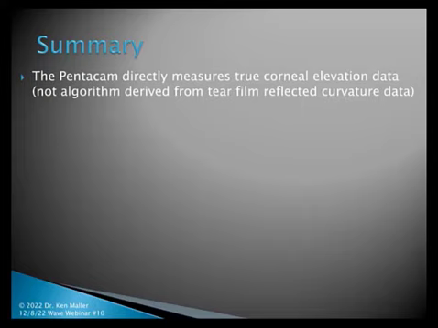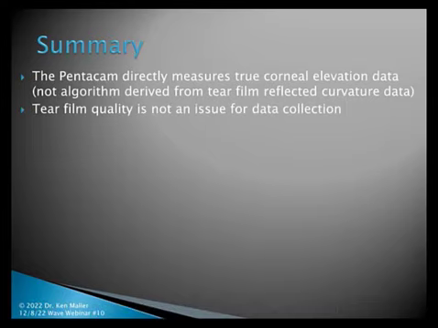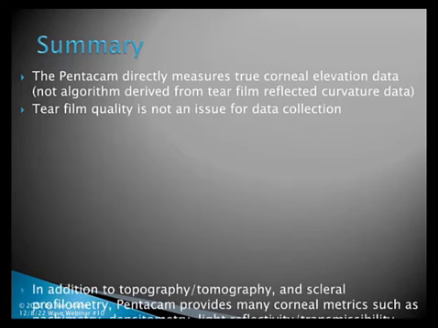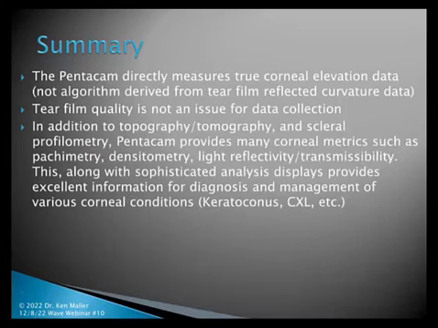And as such, tear film quality isn't an issue for the data collection, which really does help tremendously in getting good, accurate data. In addition to the topography and tomography, as well as the scleral profilometry, you also get many more metrics about the eye, such as pachymetry, densitometry, light reflectivity, transmissibility, as well as sophisticated analysis displays of the corneal data so that you can really efficiently manage and diagnose various corneal conditions, certainly like keratoconus and, if you're following up cross-linking and things like that.